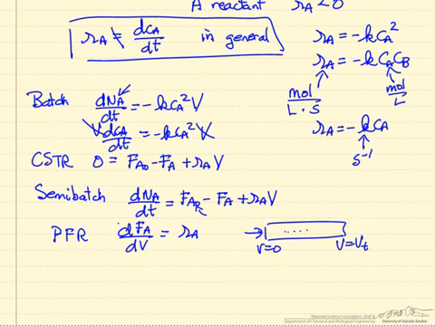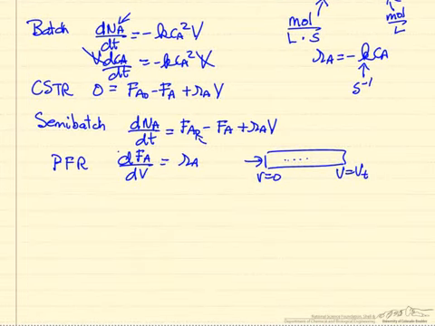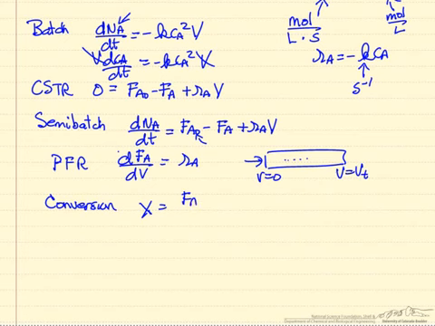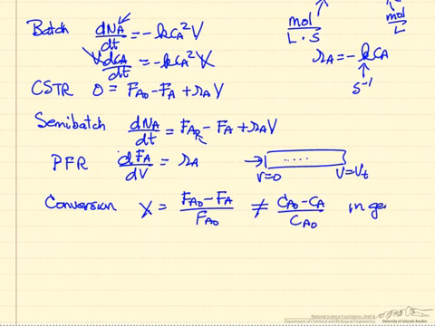The final term we'll mention here is conversion, which we often use to determine how much is reacted. The conversion is the molar flow rate coming in minus the flow rate leaving, over the flow rate coming in. This in general is not equal to the concentration difference. I say in general, but if we have constant mass density, then it is.